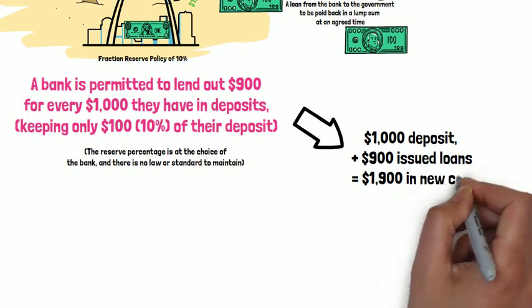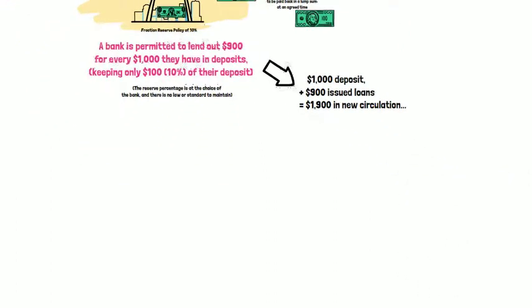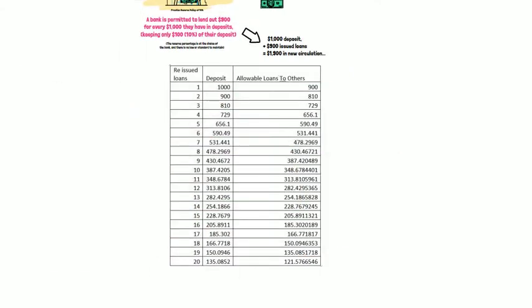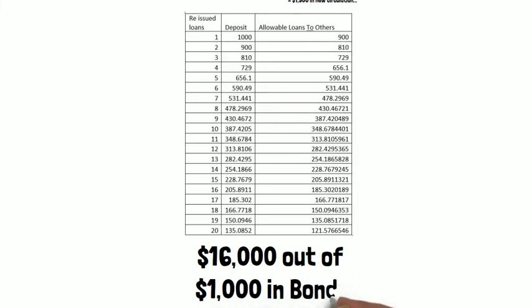Now, I know this seems a little bit crazy, but this is just the beginning of the Inception-style ride that I'm about to take you on. So, with that $900, let's say that the money is deposited into another bank. That second bank could then lend out $810 from that $900 deposit using that same 10% rule. To cut a long story short, if this process were to be repeated 20 times, you could create roughly $16,000 of currency out of creating just $1,000 in government bonds.